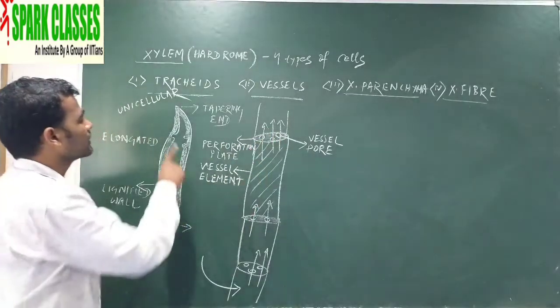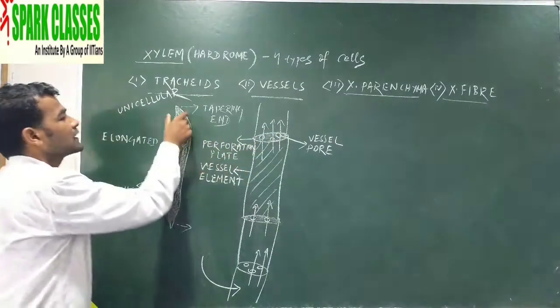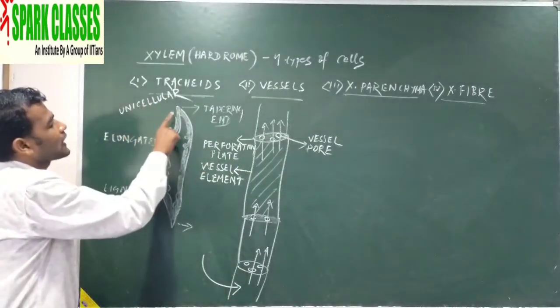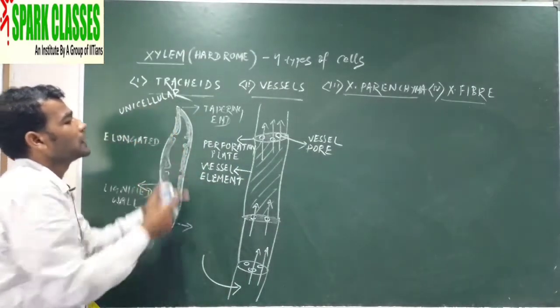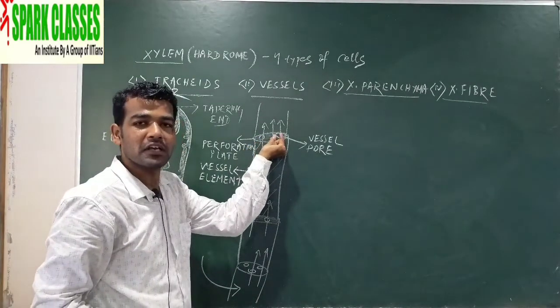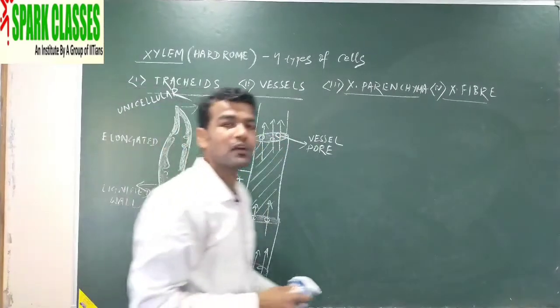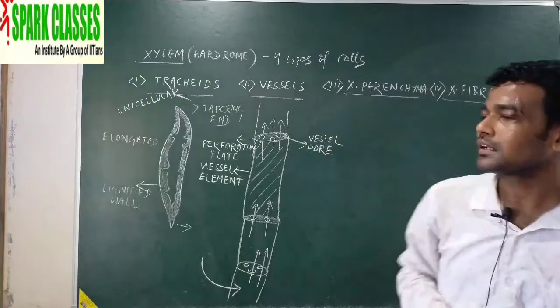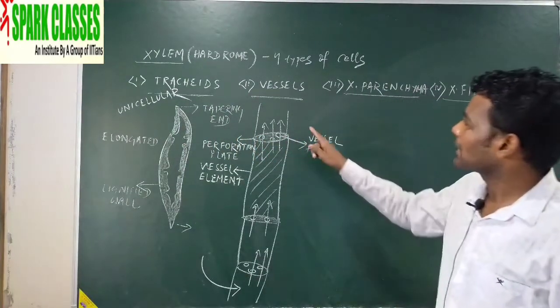So what is the main difference between a tracheid and a vessel? Here there is no perforation. In the case of a tracheid there is no pore, it is only pointed. But in this case the end is perforated. The ends have pores. Clear? So that's why the vessel is the main water conducting element. Maximum water inside the plant body is conducted by these vessels.